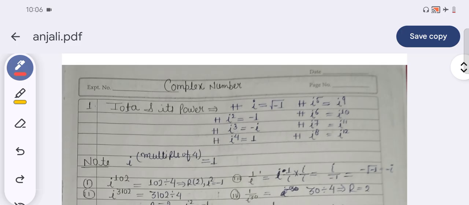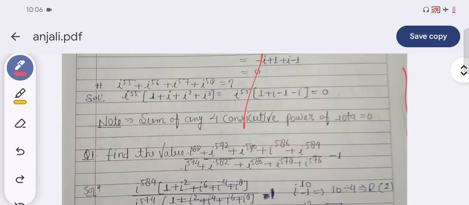In yesterday's class, we studied the general introduction of complex numbers and some questions. We solved some questions related to iota's powers, and we wrote a note: the sum of any four consecutive powers of iota will always be zero.